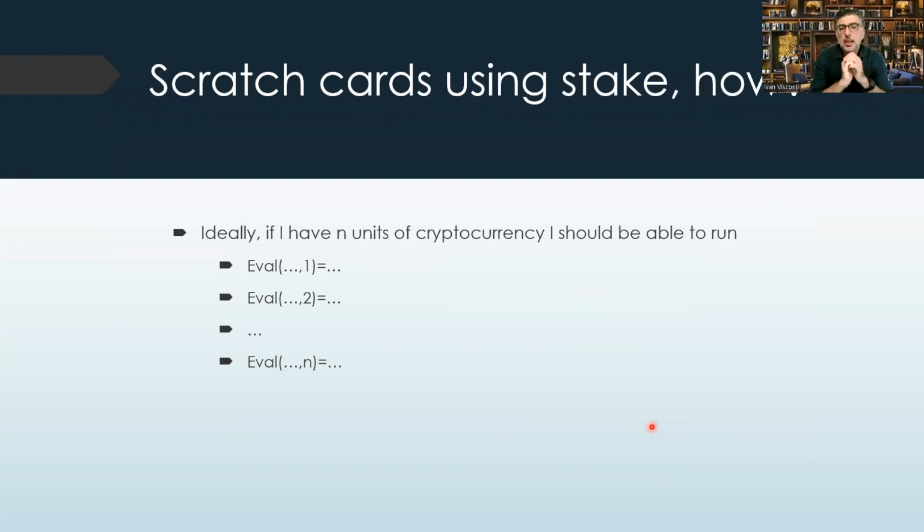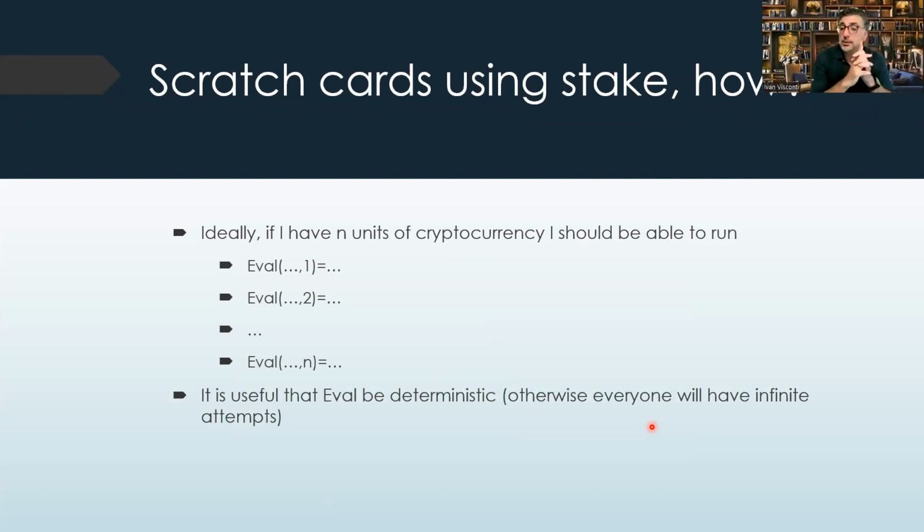Okay, ideally, if I have n units of cryptocurrency, for now I'm generic on proof of stake. At some point I will discuss in particular Algorand. For now I'm discussing a generic proof of stake based blockchain. If I have n units of cryptocurrency, if I want to participate in the lottery, I have a right to participate n times, right? Every unit, one ticket. So I should be able to run a function with my computer or my smartphone, whatever: Eval with argument 1, Eval with argument 2, Eval with last parameter n, okay? That should be possible.